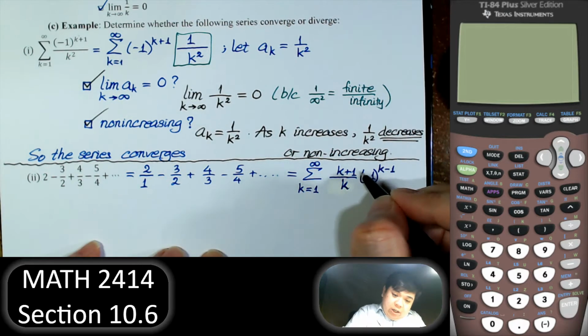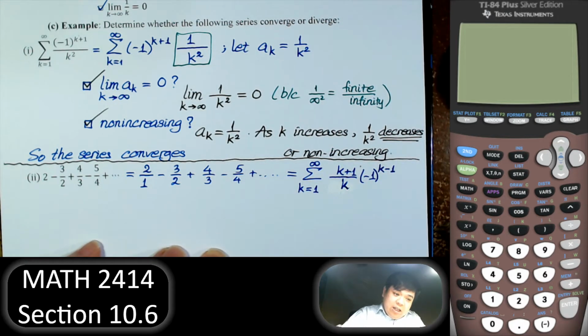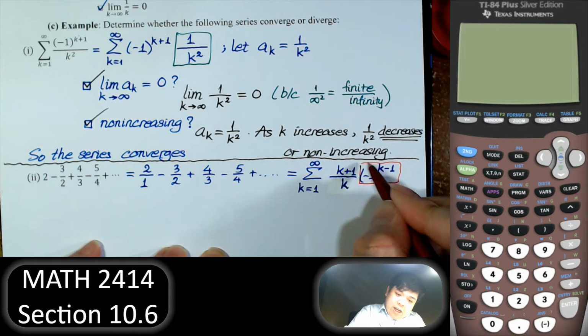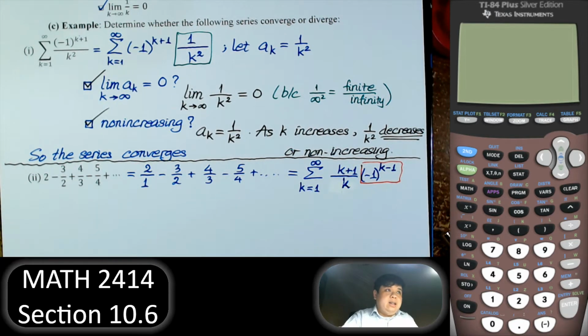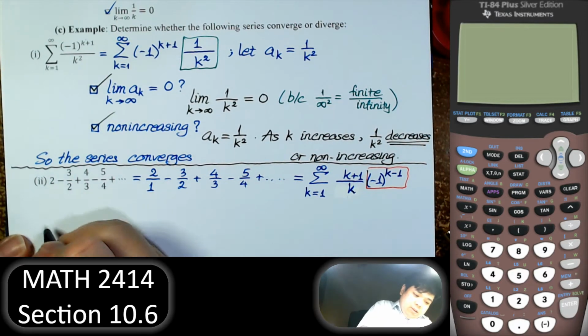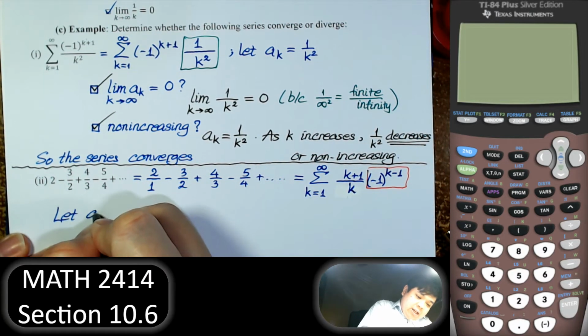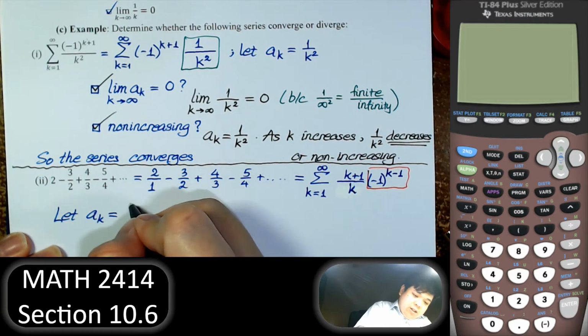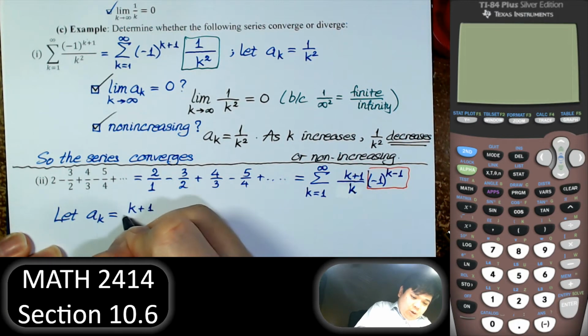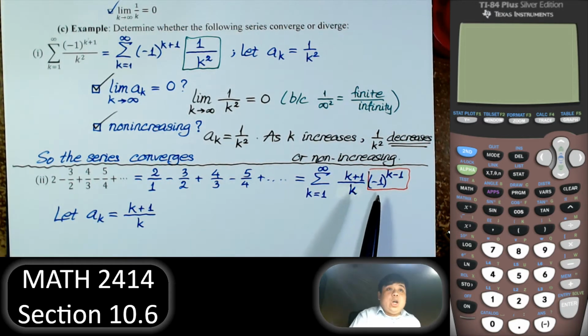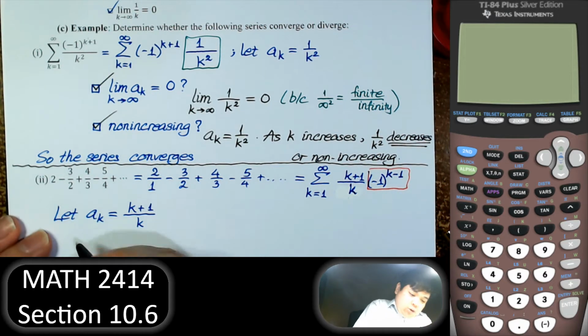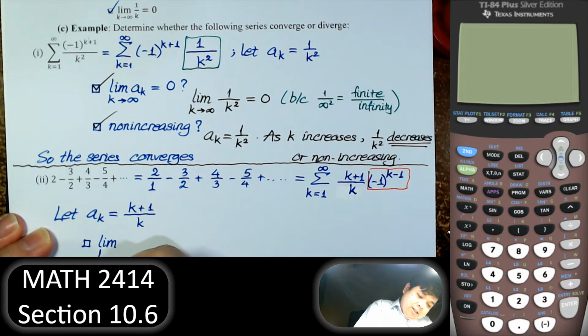Now, ignoring the -1 raised to some power, h of k is equal to k plus 1 over k. So let h of k equal k plus 1 over k. h of k does not include the -1 raised to some power. Then we'll check two things. First one, how about the limit of h of k? Is that equal to 0?